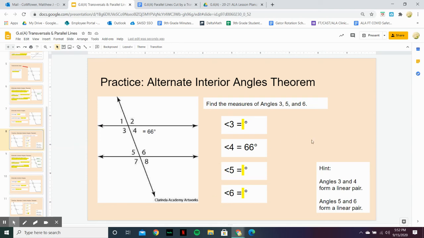If you need a hint, I would like to remind you that angles 3 and 4 form a linear pair. Likewise, angle 5 and angle 6 form a linear pair. If you don't know what a linear pair is, I would look back at your previous set of notes, or perhaps you have that in your vocabulary maps, or you could ask a friend or a teacher.